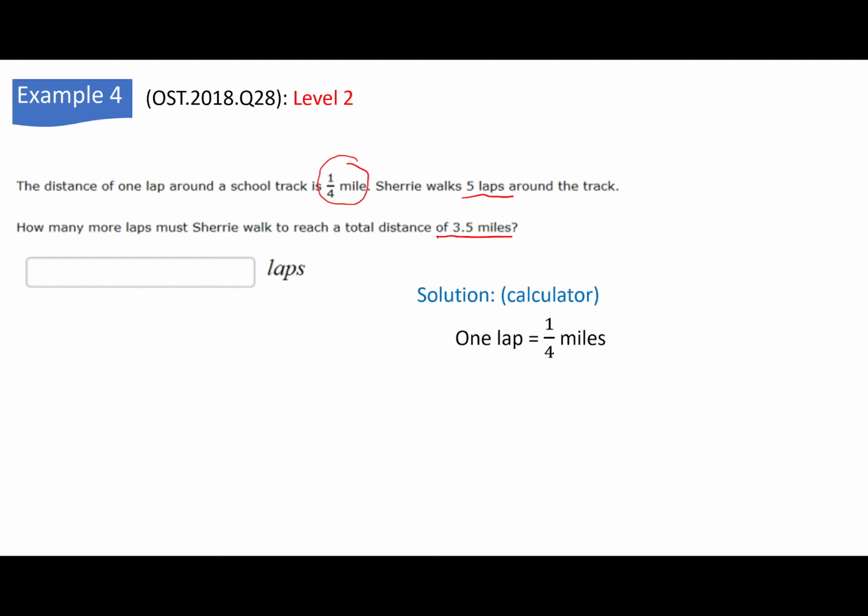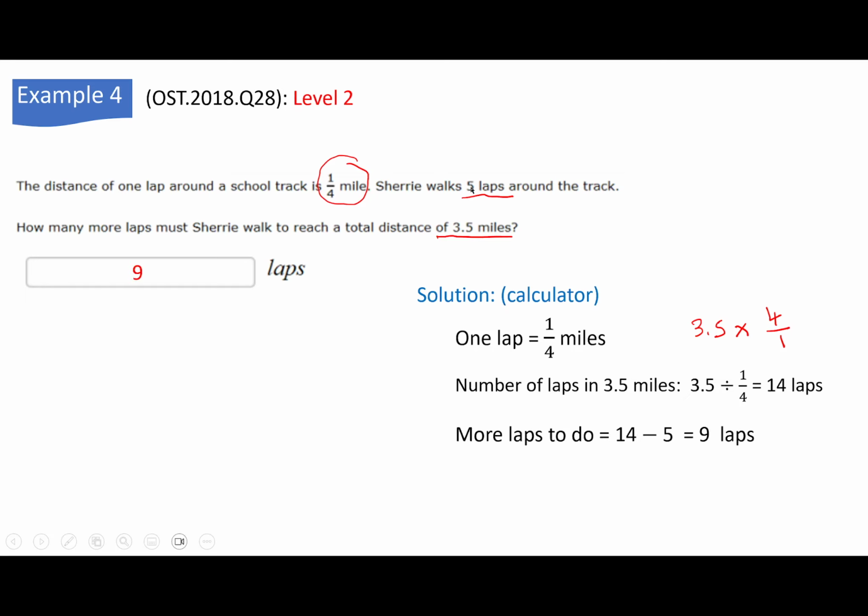So 1 lap is 1/4 of a mile. We agree on that, right? So she wants to make 3.5 miles. How many laps? That's 3.5 divided by 1/4. When you're dividing this, that means 3.5 times 4/1. You flip this, and this changes into multiplication. So she needs to do 14 laps. She already did 5, so the left is 9 laps she needs to do.